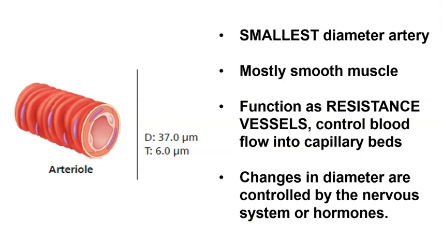The nervous system and hormones are the primary signals that control arterial diameter, and arterial dilation permits blood flow to tissues, while arterial constriction causes blood flow to bypass those capillaries served by those particular arterioles.